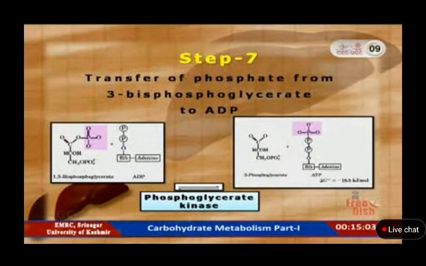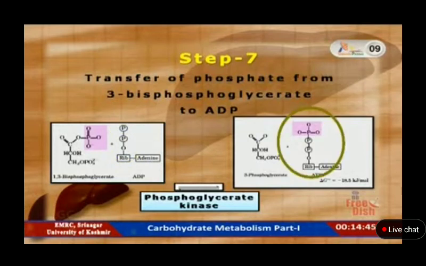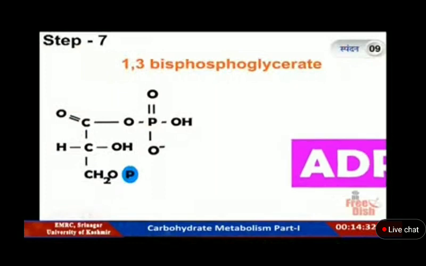Next step, 1,3-bisphosphoglycerate is converted to 3-phosphoglycerate. That is, one high energy phosphoryl group is removed from 1,3-bisphosphoglycerate, and this group combines with ADP to produce ATP. This is the first step where one molecule of ATP is formed. But actually, since we started our payoff phase with two molecules of glyceraldehyde 3-phosphate, we will have two molecules of ATP after this step.